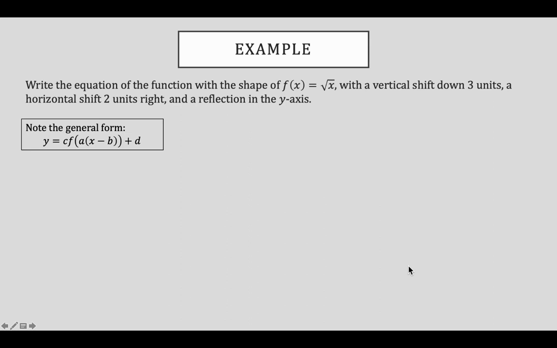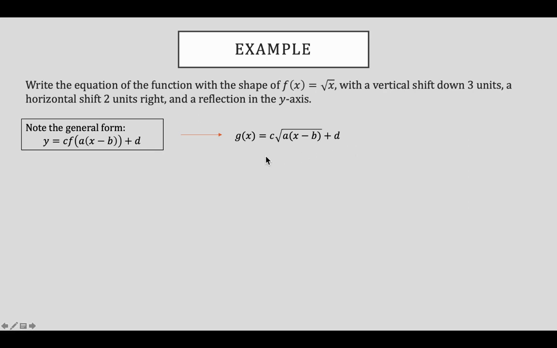So again, make note of that general form. We have c times the function f of a times the quantity x minus b plus d. Now, in this particular case, because we want this to have the shape of a square root function, our form should look like g of x is equal to c times the square root of a times the quantity x minus b plus d. Notice all we did is we replaced f with our parent function, the square root. So let's see if we can identify our constants a, b, c, and d.